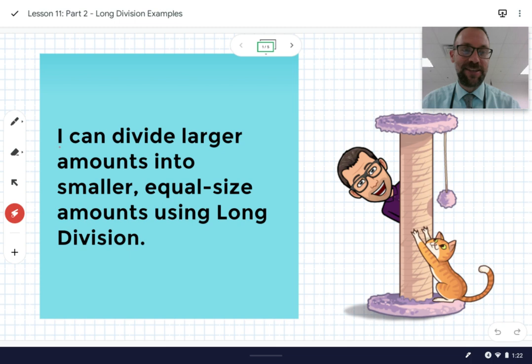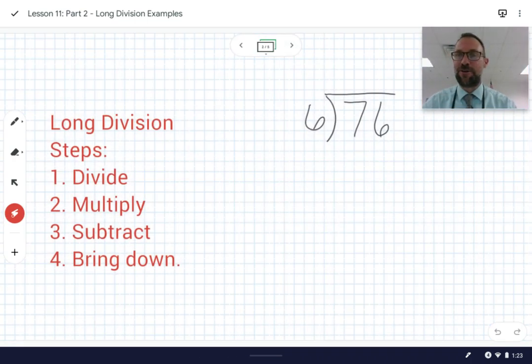Today's learning target is I can divide larger amounts into smaller equal size amounts using long division. We will continue to practice long division today. So let's get started right away.